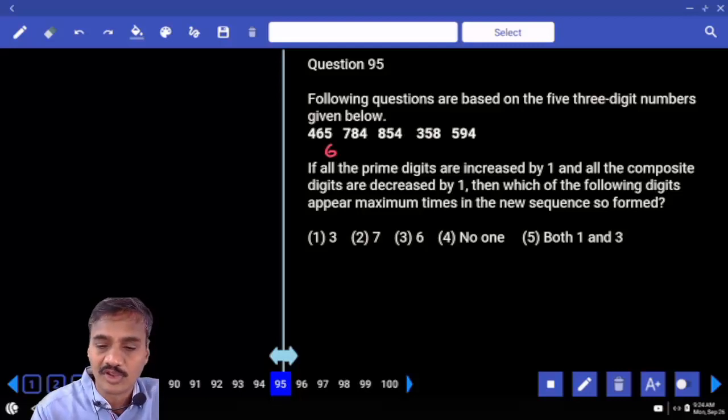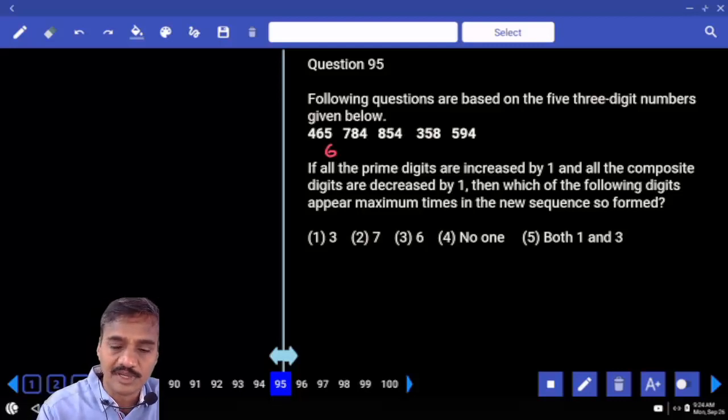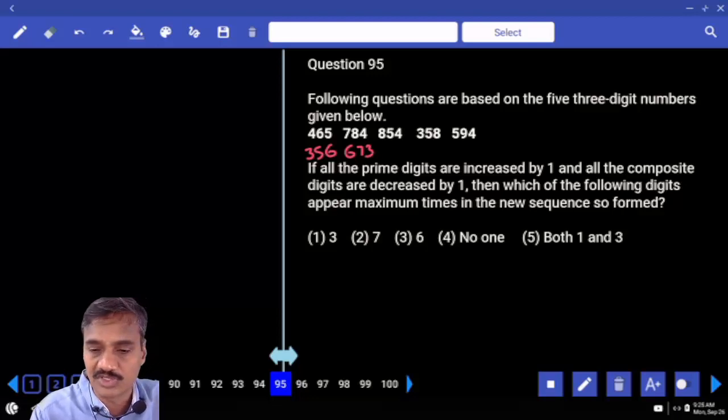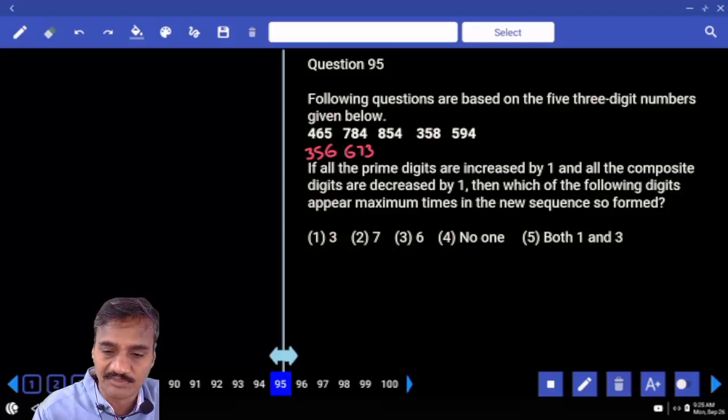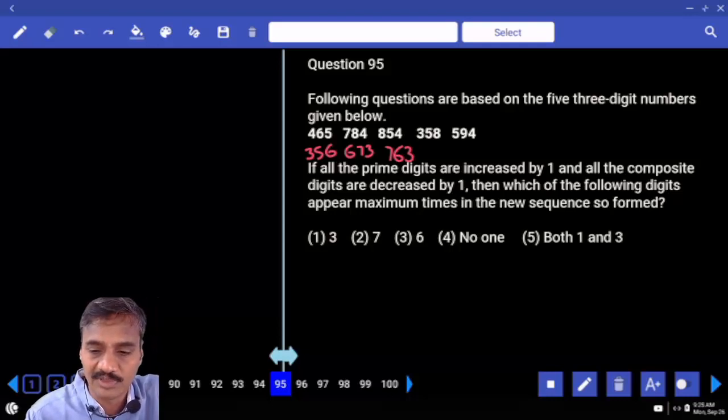And 4 is composite, minus 1. Composite 4 minus 1 is 3, and this would be 5. And prime, this is 6, and composite, this is 7, and this would be 3. And here 8 is composite. Since it is composite, it must be minus 1, that is 7, and 5 plus 1 is 6, and 4 minus 1 is 3. Now here 3 is a prime number, so 4, and 6, and this is 7. And 5 is a prime number, so 6, and 9 is a composite, that is 8, and this is 3.